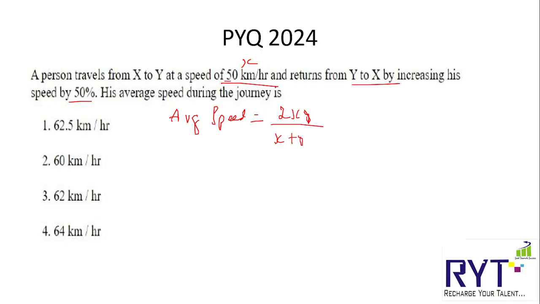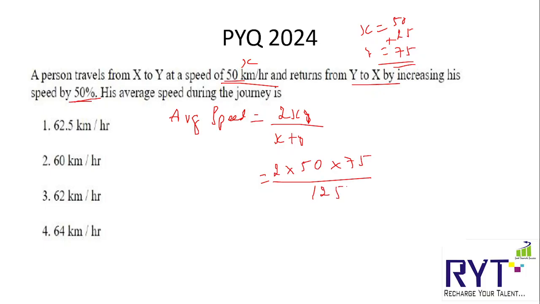In this case, they have given 50 kilometers per hour and the speed increases by 50%. So we can say that x is equal to 50, y is equal to 50 increased by 50%. Increase by 50% means 50 plus 25. It becomes 75. So let us substitute the values. 2 into x, which is 50, and y, which is 75, divided by 50 plus 75, which is 125.